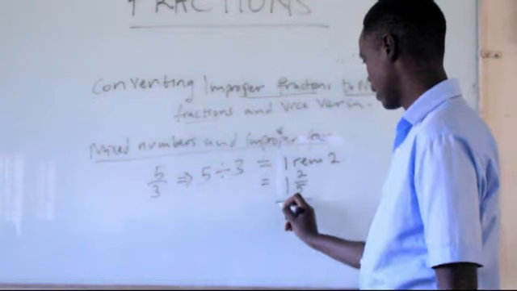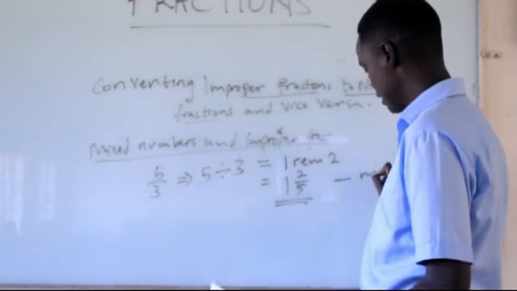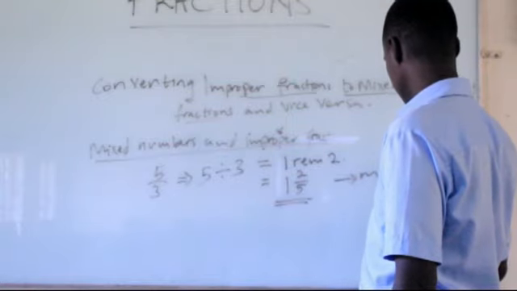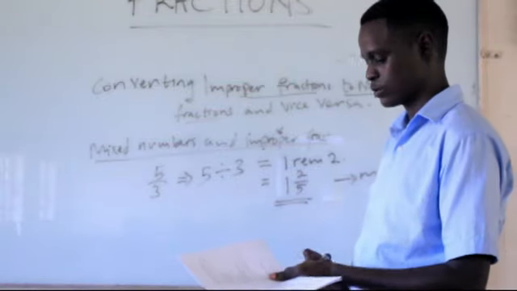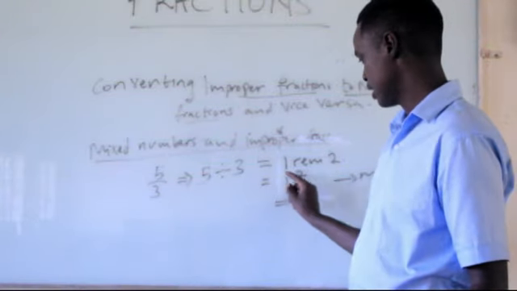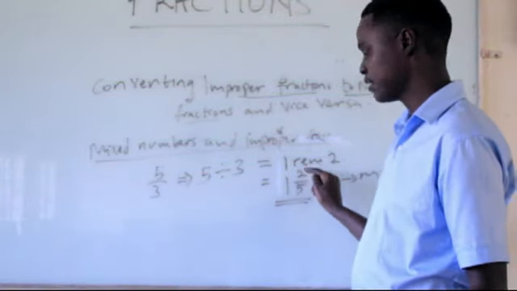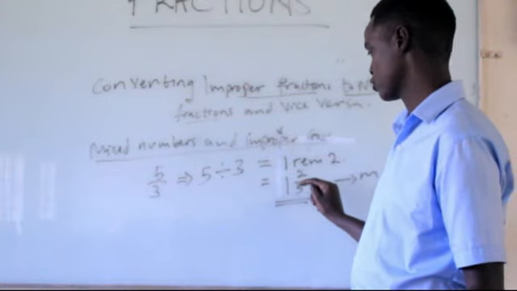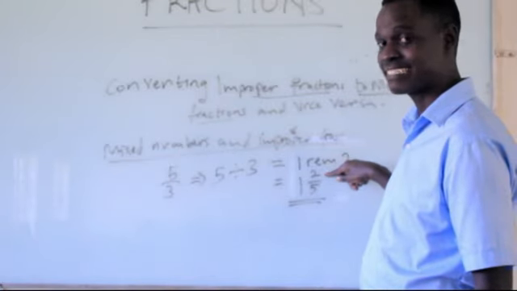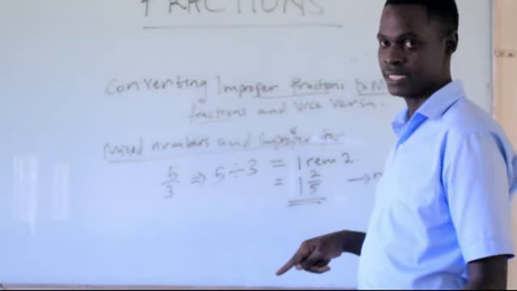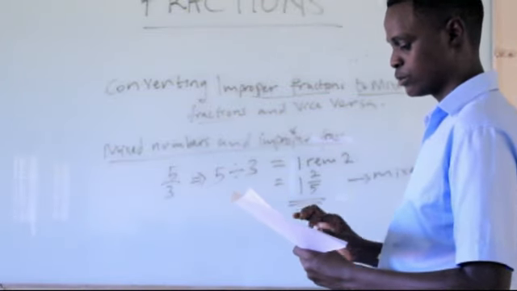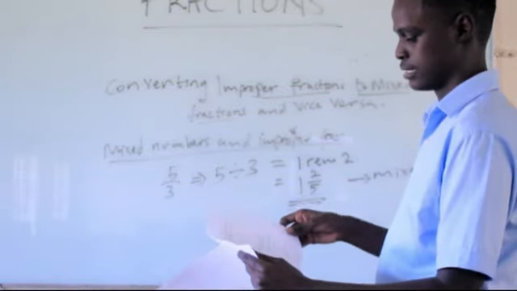So this is our answer, and this is what we call a mixed fraction. It has two parts, a whole number and another part which we call a fraction. But that fraction should be whereby the numerator is less than the denominator. Okay, then you can continue and do the exercise in that case.